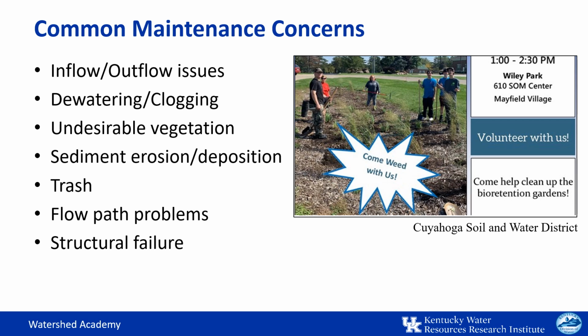Other examples of common maintenance concerns that need to be addressed are inflows and outflows that are draining too slow or too fast, draining or clogging issues, undesirable vegetation such as weeds or invasive species, too much sediment eroding into or out of the management practice, and trash that is carried in and trapped, becoming unsightly and interfering with the practice effectiveness. Diverted or improper flow path into or out of the practice can also diminish its effectiveness. And structural failure of the practice.